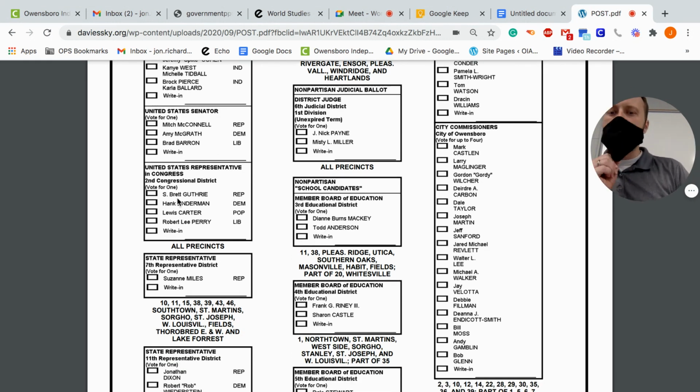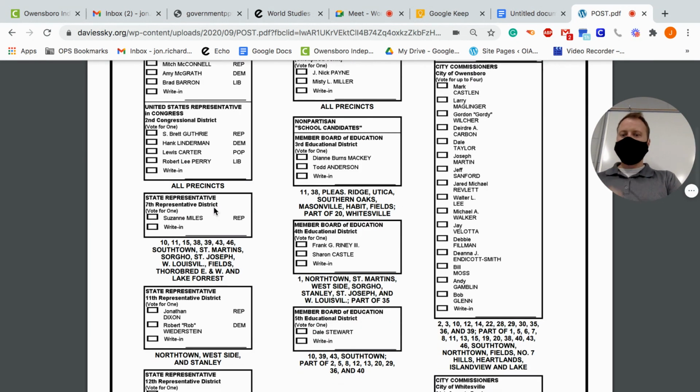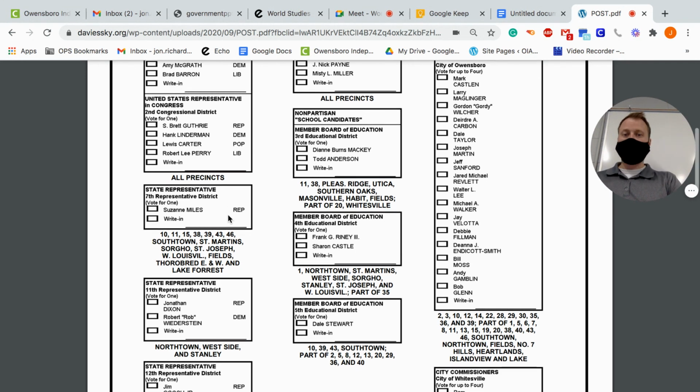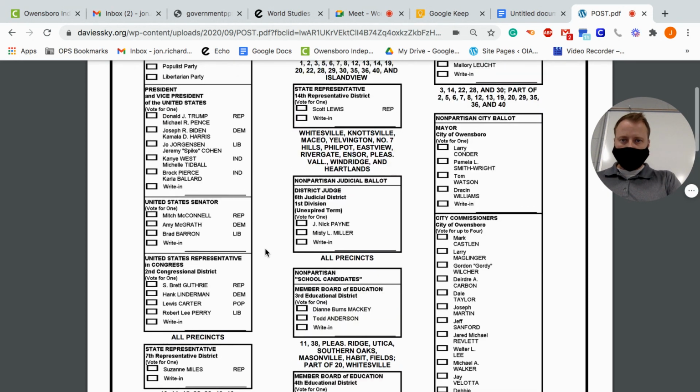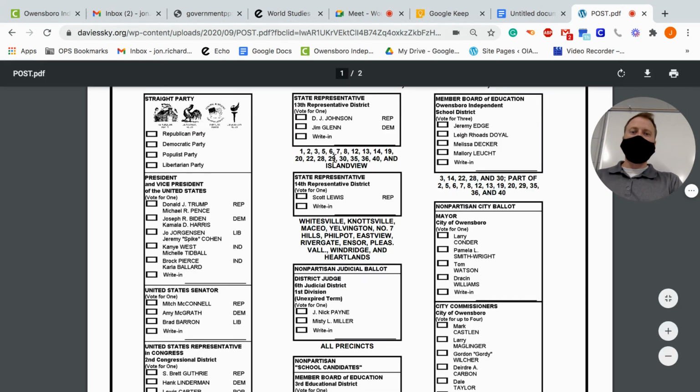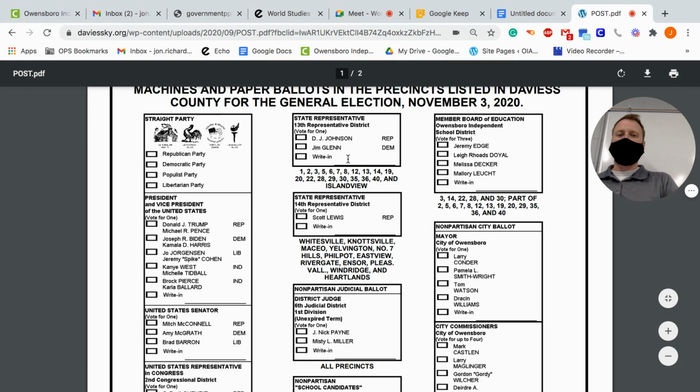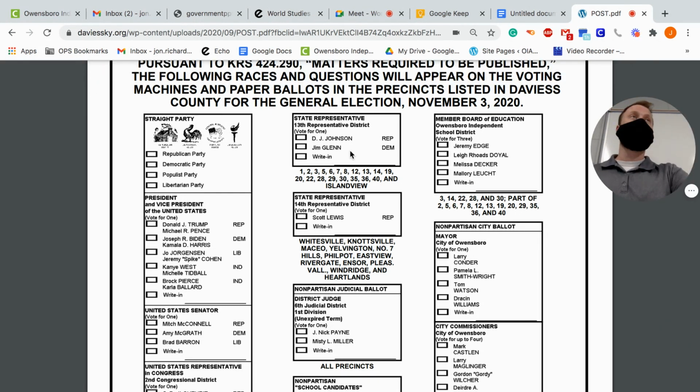We can vote for United States Representative, Brett Guthrie. Guthrie is the incumbent. You can vote for state representative, which is our local election. Mine is this one right here. This is an interesting one right here. State representative race, DJ Johnson versus Jim Glenn. Two years ago, they ran against each other.